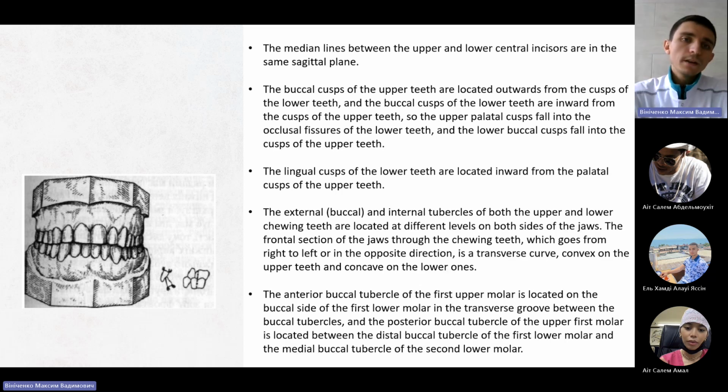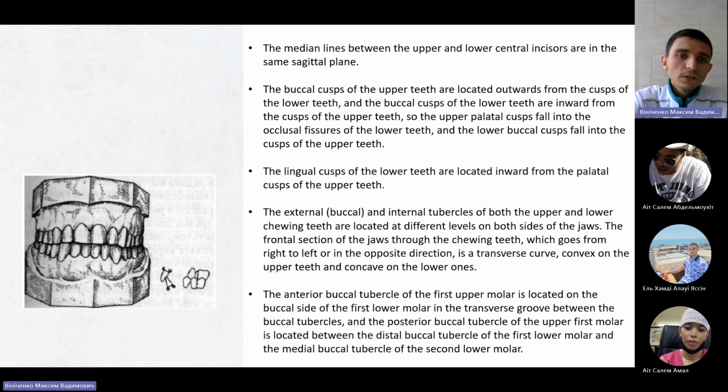The median lines between the upper and lower central incisors are on the same sagittal plane. The buccal cusps of the upper teeth are located outward from the cusps of the lower teeth, and the buccal cusps of the lower teeth are inward from the cusps of the upper teeth. So the upper palatal cusps fall into the occlusal fissures of the lower teeth, and the lower buccal cusps fall into the fissures of the upper teeth. The external or buccal and internal tubercles of both the upper and lower chewing teeth are located at different levels on both sides of the jaws.